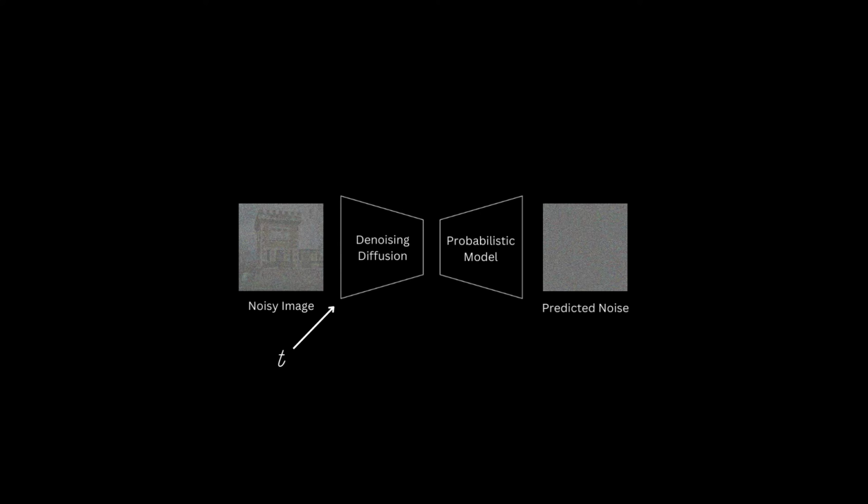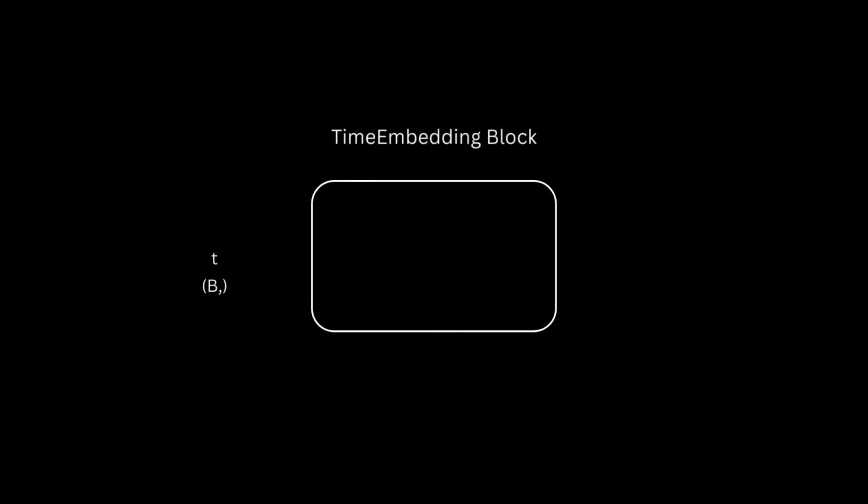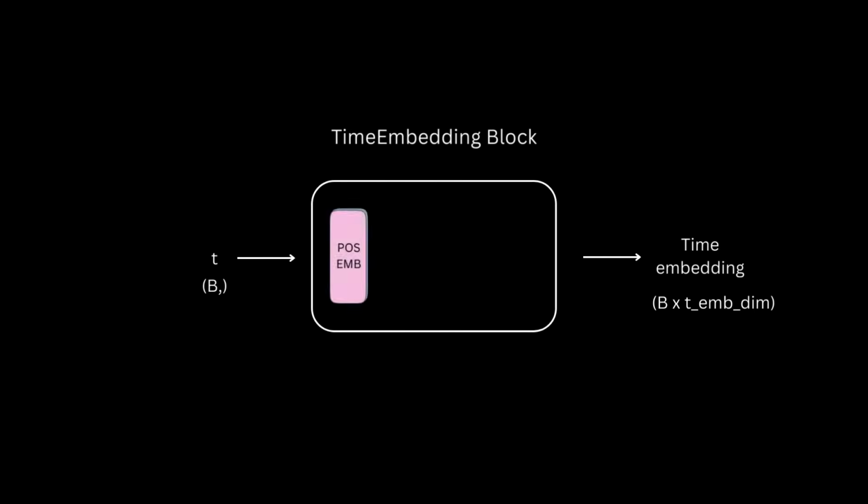Actually, even before going into the Unet model, let's first see how the time step information is represented. Let's call this the time embedding block, which will take in a 1D tensor of time steps of size b, which is batch size, and give us a t_emb_dim sized representation for each of those time steps in the batch.